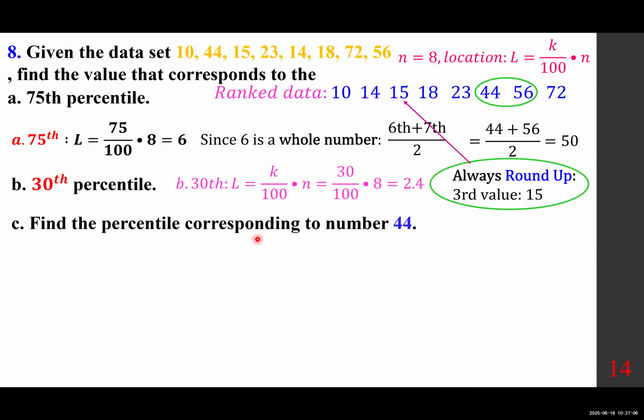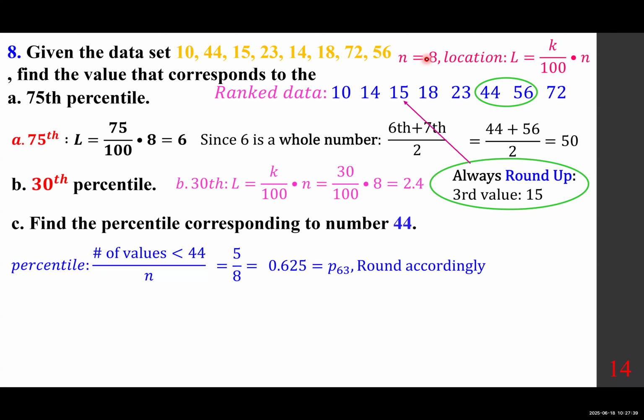Find the percentile corresponding to number 44. The methodology is to look at the number of values less than 44 divided by n. So anything less than 44 divided by n. 1, 2, 3, 4, 5. These 5 numbers are less than 44. This is the formula. Number of values less than 44, 1, 2, 3, 4, 5 divided by n, which is 8. 5 over 8.